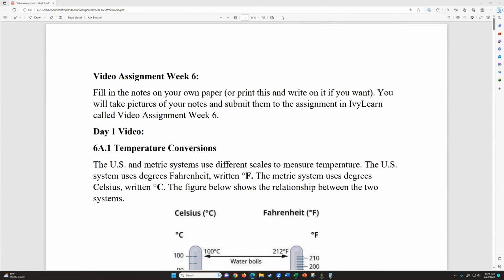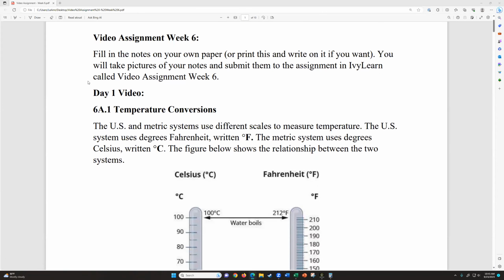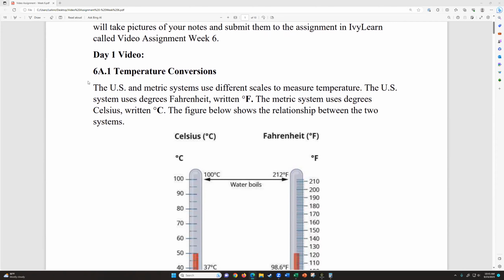All right, this is our week 6 video assignments. We're going to be looking at day 1's video right now. Temperature conversions is one of our first topics. So let's look at the following.